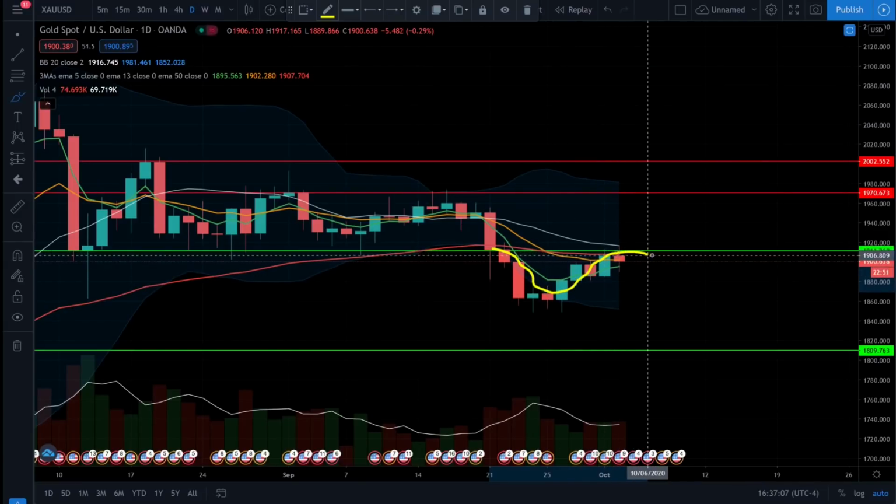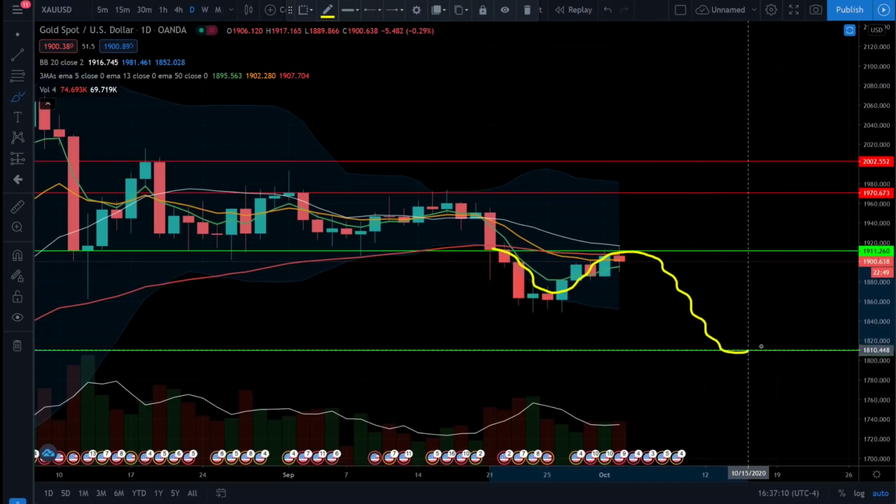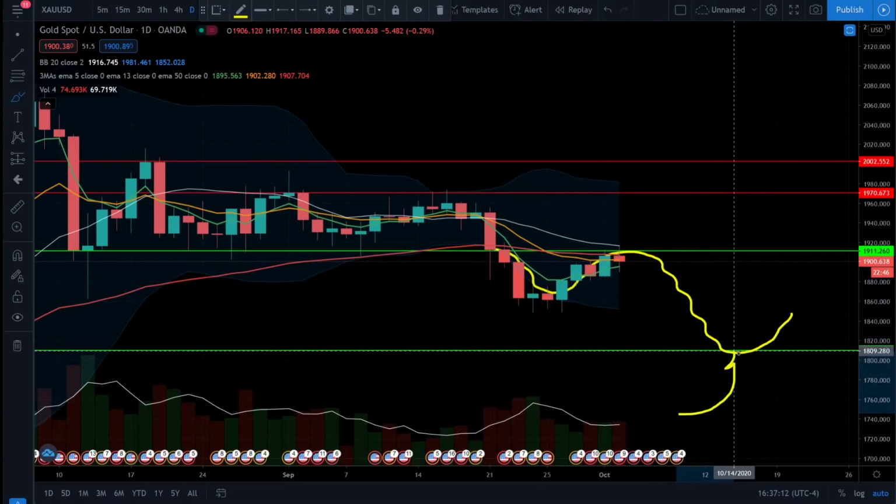We're still expecting gold to get rejected at that $1,900 level and come back down to the $1,800 level. And we do want to be buyers of gold when it comes down to this next support level at 1800.